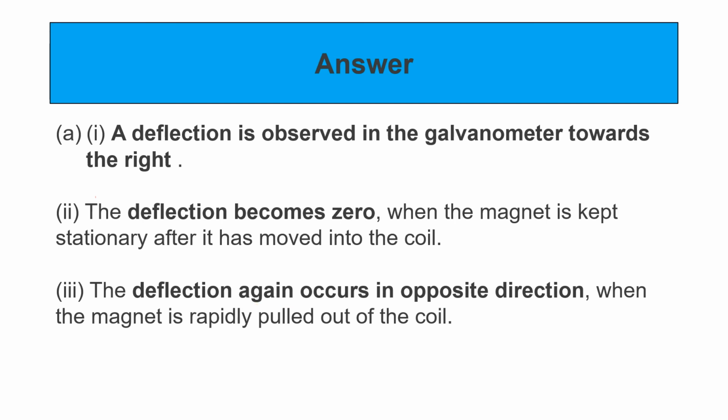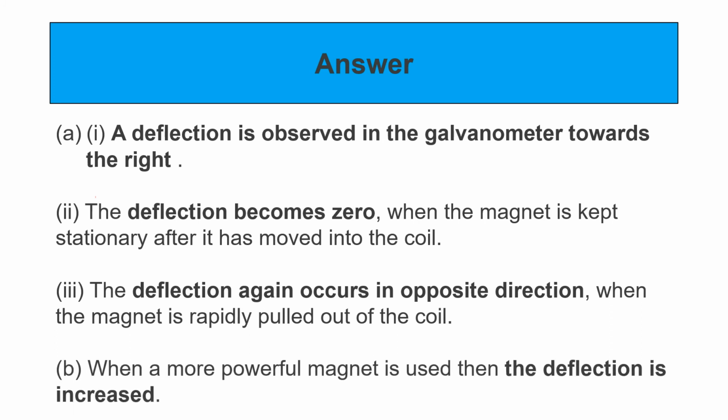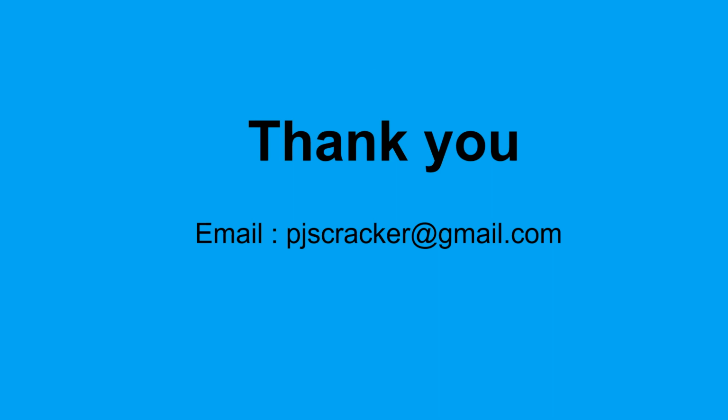What is the answer for part B? If you replace that magnet with a strong magnet, definitely the deflection will be more because the magnetic strength will be more. Then the deflection is increased if you use a more powerful magnet. If you increase the number of turns in the coil, then also the current produced will be more and the deflection will be more. If you are using a strong magnet also, the current produced will be more and the deflection will be more.